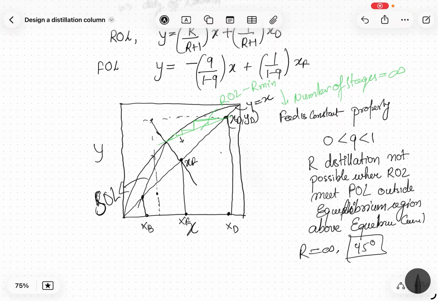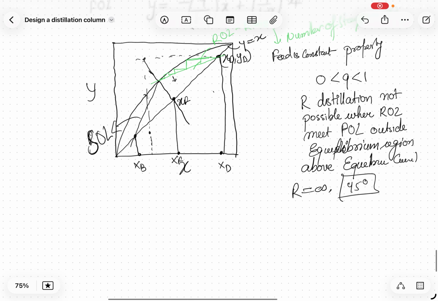So you might have a 0 degree line, a straight line, then you make it a little bit closer to this line. So what will happen at R minimum, and how do we decide the minimum number of stages? Let's say you use the infinite reflux ratio. Then this line will merge with the 45-degree line.